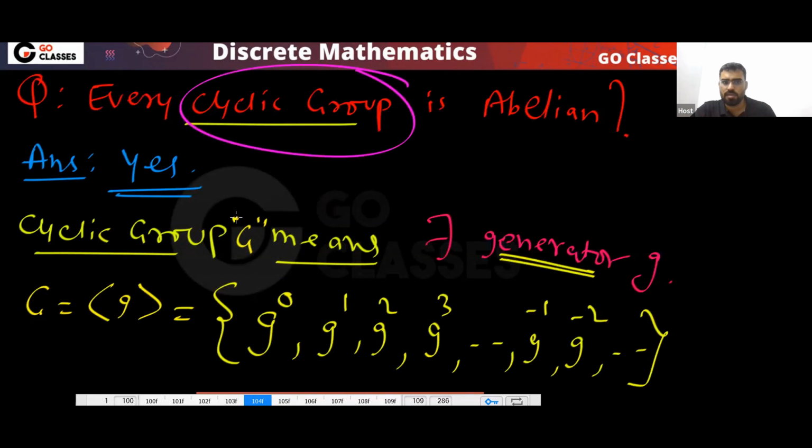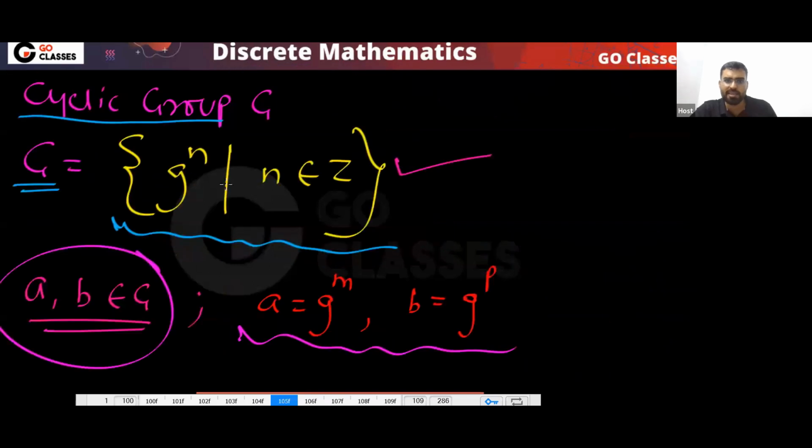Cyclic group means you have a generator. There exists a generator. So this cyclic group you can write like this: G power 0, G power 1, G power 2. Every cyclic group you can write like this, where this G is the generator.